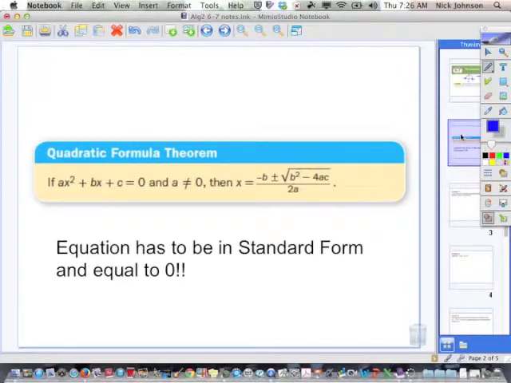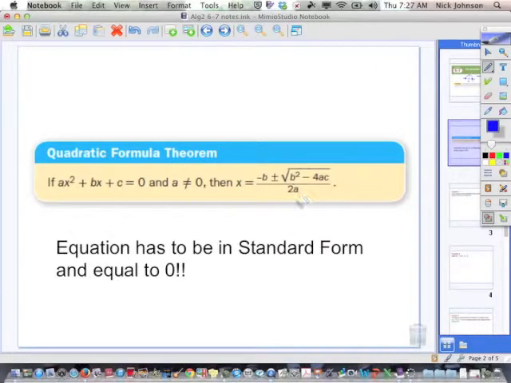The quadratic formula theorem says if ax squared plus bx plus c equals 0, so our quadratic is in standard form, and a cannot be equal to 0 because if a is 0, then we don't have a quadratic equation, then our x values are equal to negative b plus or minus the square root of b squared minus 4ac, all divided by 2 times a.